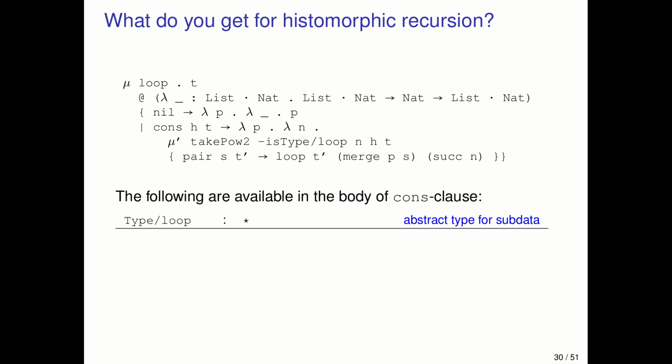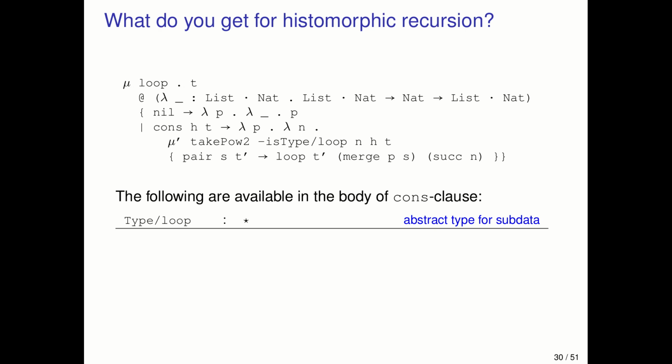Now let's see what you actually get when it's time to write a histomorphic recursion. I showed you what you get for the data type that Cedille provides for you, and here let's see what you get for histomorphic recursion. Let's look inside. What would be available in the body of this cons clause, this definition? Well, you get an abstract type. Remember, I was mentioning that for histomorphic recursion, you've got some abstract view of the list type that you're recursing over. We name it in a uniform way, so it's called type slash loop. This is the abstract type for the subdata of T.